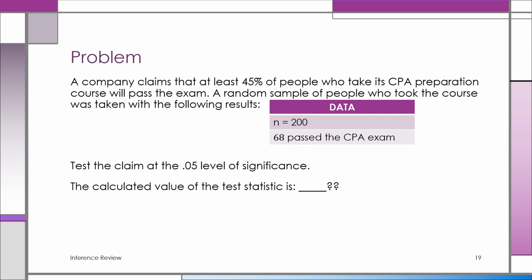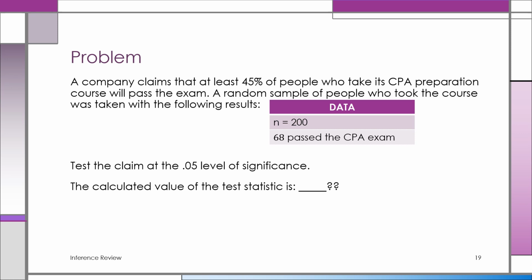New problem. A company claims that at least 45% of people who take its CPA preparation course will pass the exam. We have a random sample of people who took the course, a sample of 200 people, and you had the following results. Out of those 200, 68 passed the CPA exam.